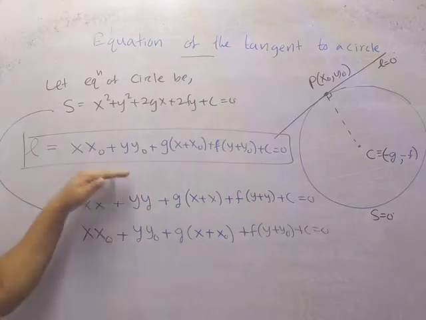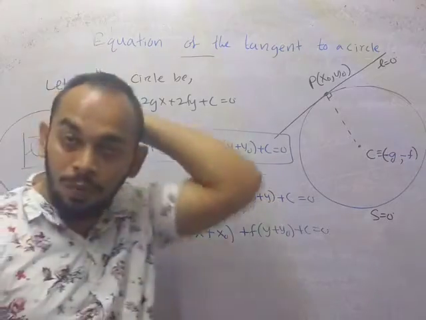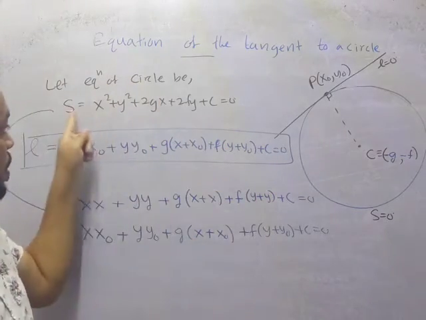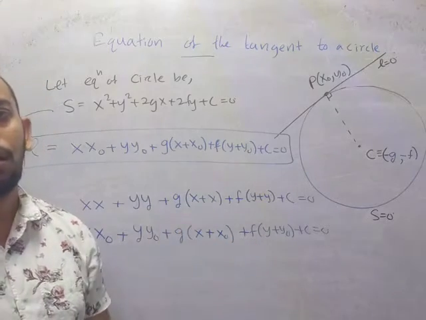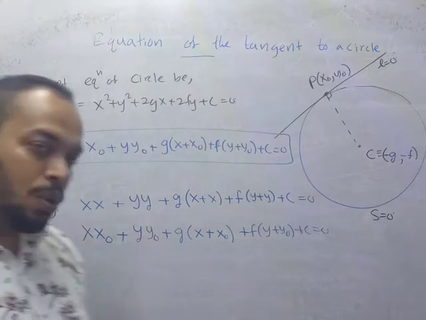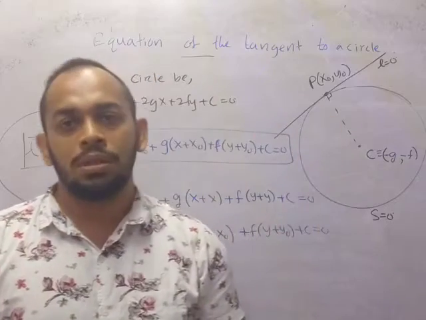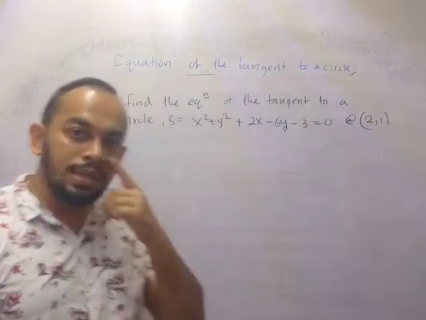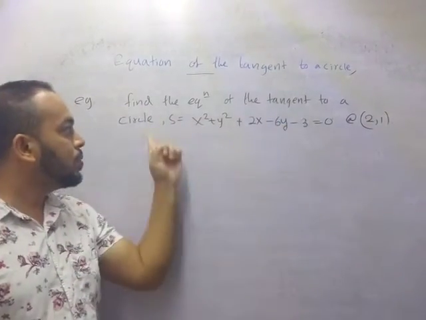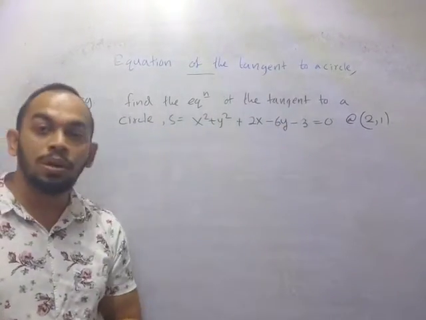So if you can memorize this relationship, how we have obtained this from the equation of the circle, then you can directly write down the equation of the tangent to a circle at a certain point. Or you can just go through the procedure. That's up to you. So let's look at an example. Right, look at this example. Find the equation of the tangent to this circle at 2, 1.